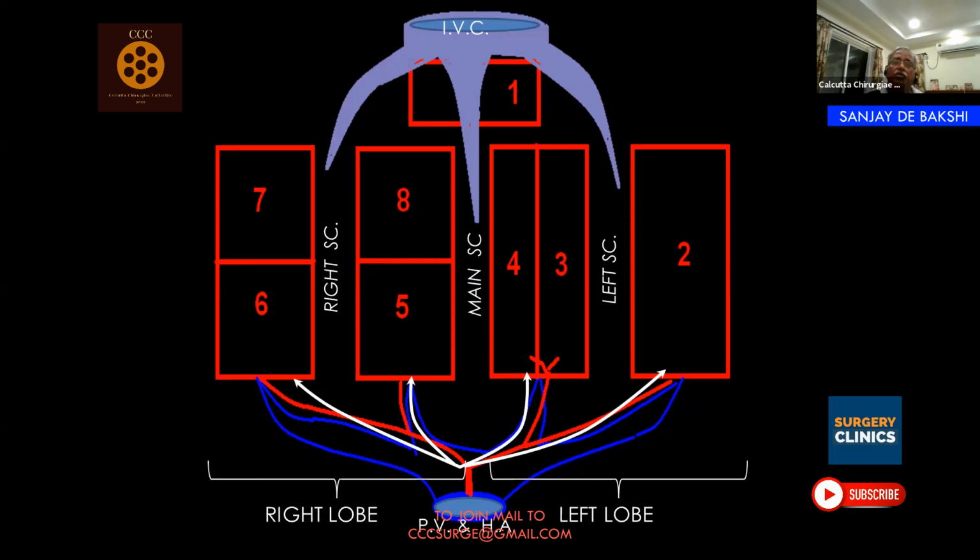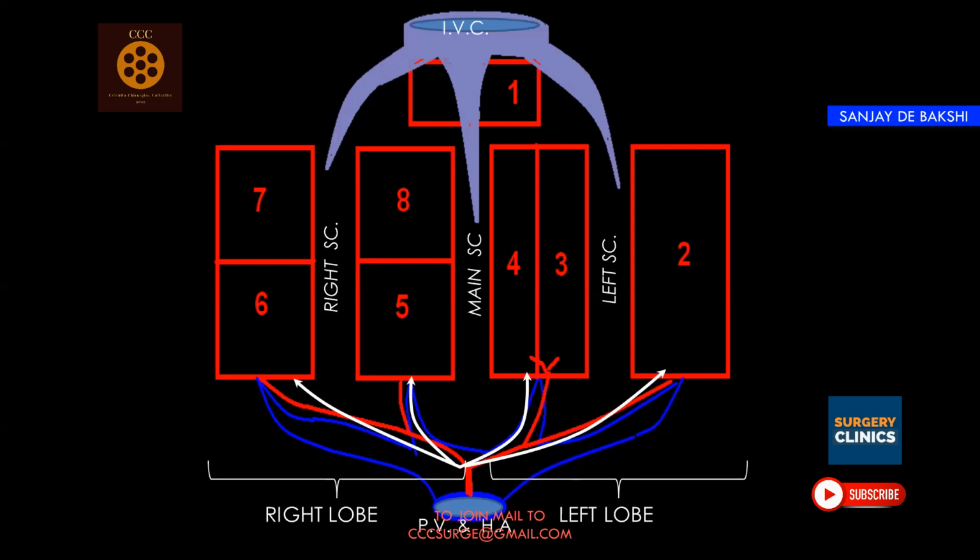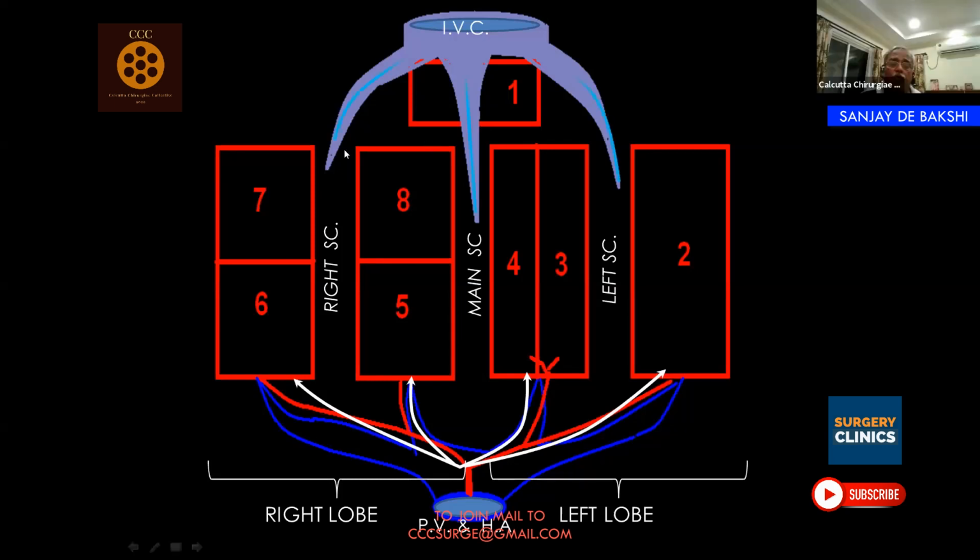And segments 5 and 8 were divided from the right part, segments 6 and 7, by the right scissura. In between the scissurae were the hepatic veins. The right scissura carried the right hepatic vein, the left scissura the left hepatic vein, and the main scissura the middle hepatic vein. And we had the gallbladder in between.